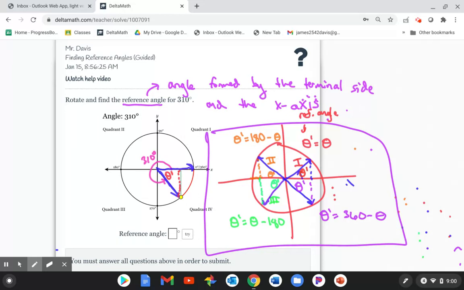Some of you can probably just figure it out by looking at the angle. You don't necessarily have to use these formulas, but if you like formulas, this is what we're going to do for all of these. In this case, our angle is in the fourth quadrant, so we're going to do 360 minus theta. The theta it gives us is 310, so all we do is 360 minus 310, and that's obviously 50 degrees. So just type it in and try it.